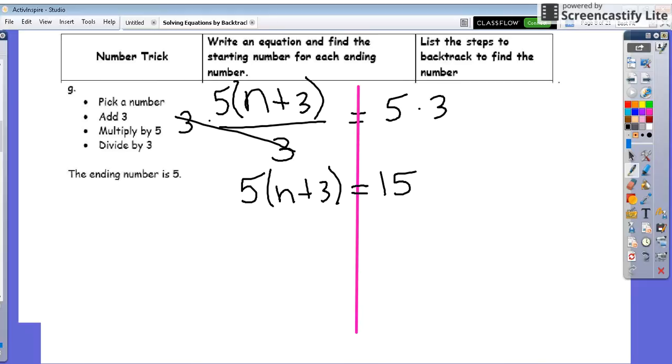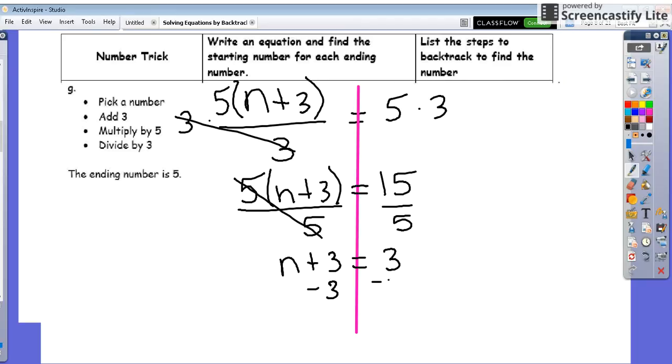And 5 times 3 is 15. Now we have pick a number, add 3, multiply by 5. So I'm going to divide by 5. That cancels that operation out. And I end up with n plus 3 equals 3. 15 divided by 5 is 3. Pick a number, add 3. So I'm going to subtract 3. And n equals 0. So again, 0 is our solution.